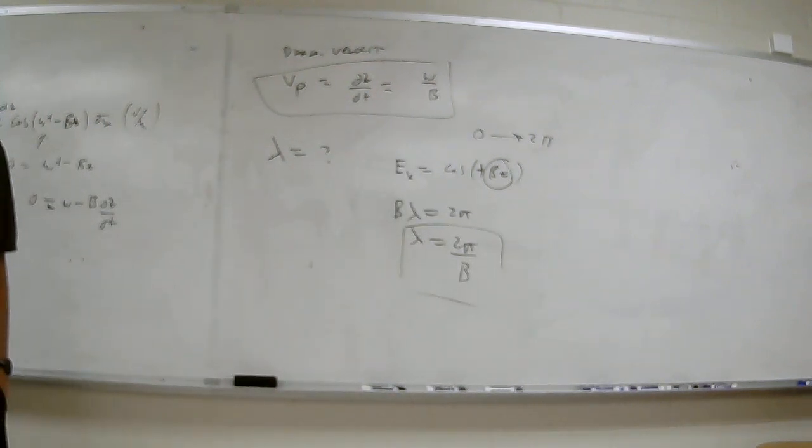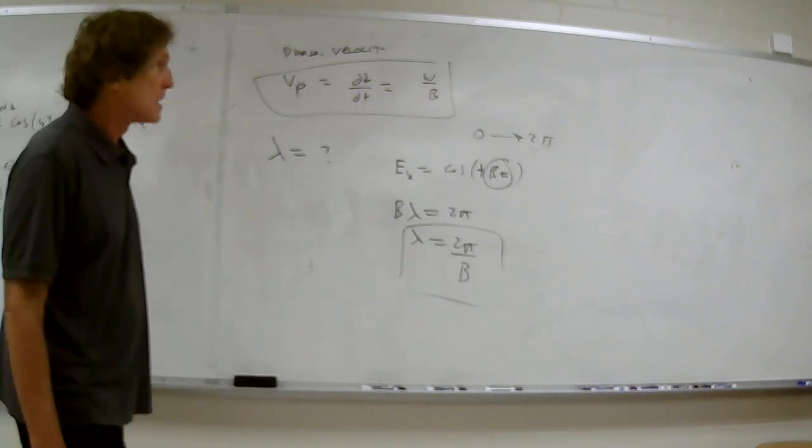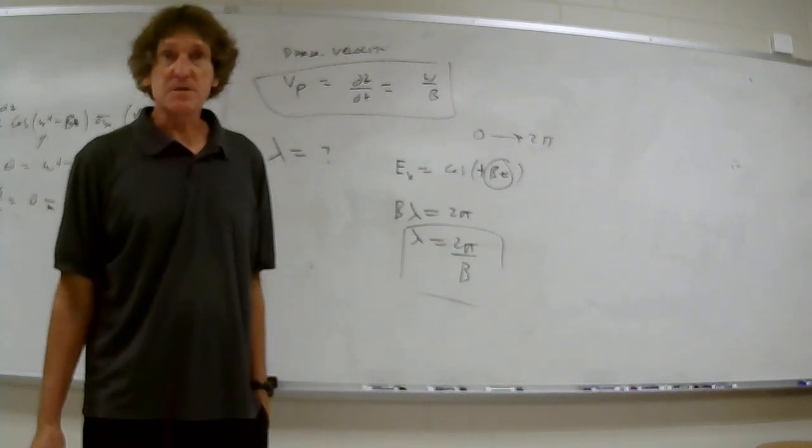Could we also use the omega to find the frequency, and then use that to find wavelength? Well, that assumes velocity, though, doesn't it?